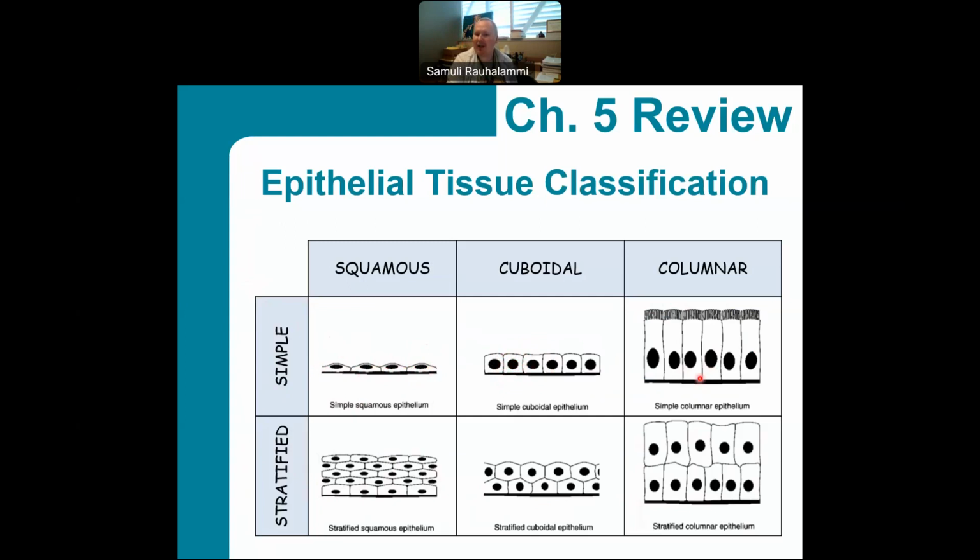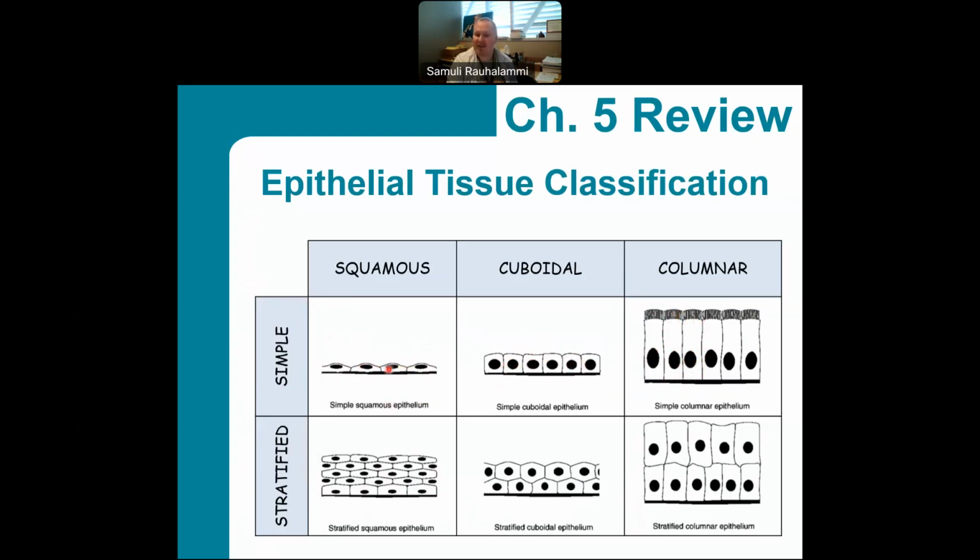And finally, we have columnar epithelia. These are pillar or column shaped. And again, the shape of a cell, or the shape of a tissue, will have an impact on its function.